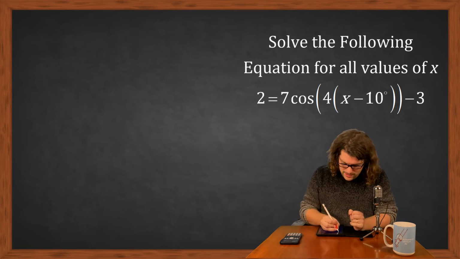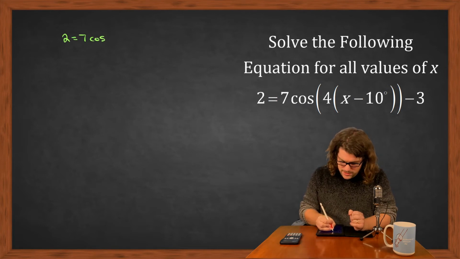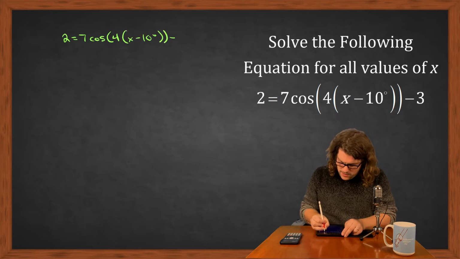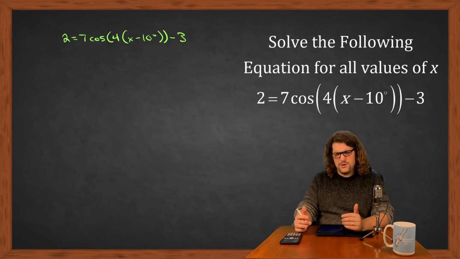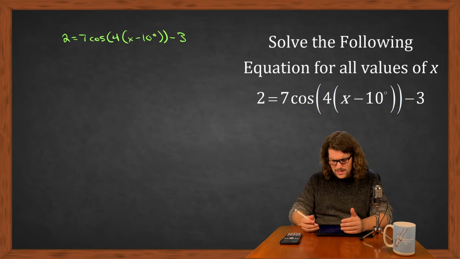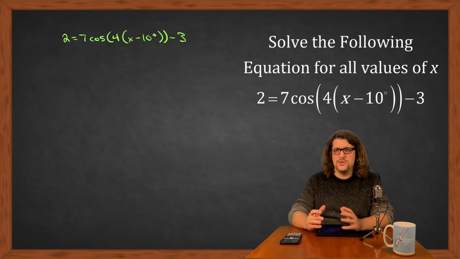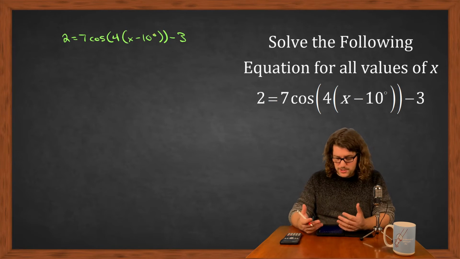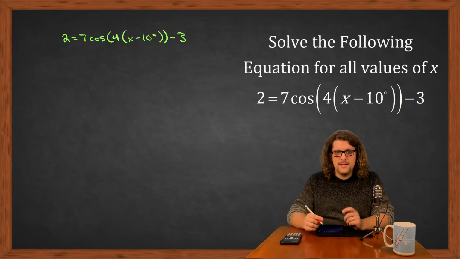So I like to start things off by making sure I can see what I'm working on. So 2 is equal to 7 cosine of 4 times (x minus 10 degrees) minus 3. There's my hint as to how I'm going to phrase my answer. So I have part of this description being in degrees, so it's really awkward to change it over to radians on whoever is asking me this question. So I'm going to keep things in degrees. So let's go ahead and get started.